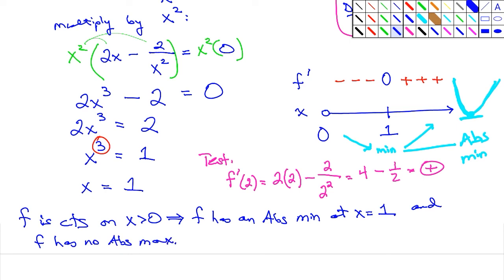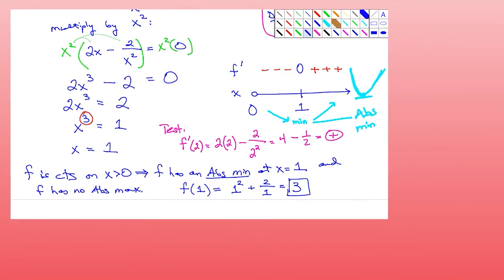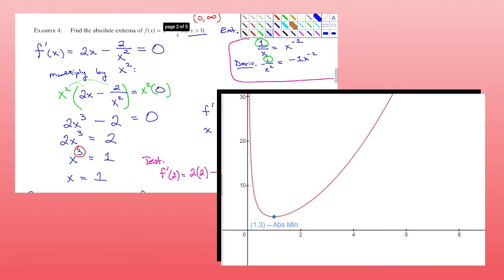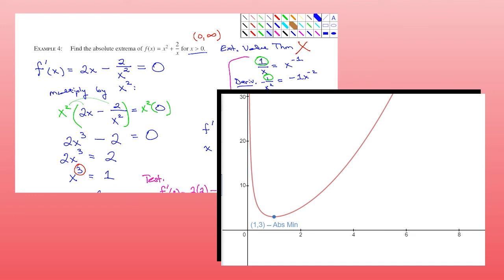Now we still need to figure out what the absolute minimum value is, so we'll plug 1 into the original function. So that's 1 squared plus 2 over 1, which is 3. So the absolute minimum value is 3, and there is no absolute maximum value. So I think that's kind of neat just in and of itself. This function, x squared plus 2 over x, the smallest value it could ever be is 3. There's no way for it to be 1 or 2 or anything lower than 3.